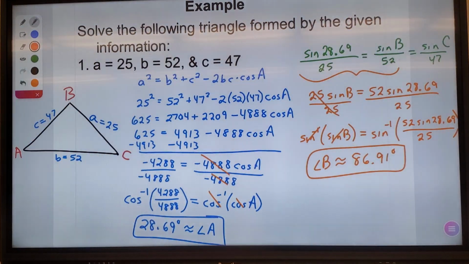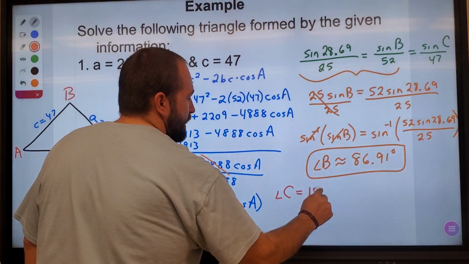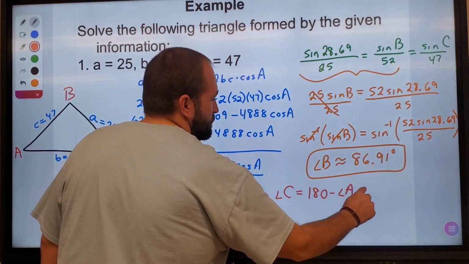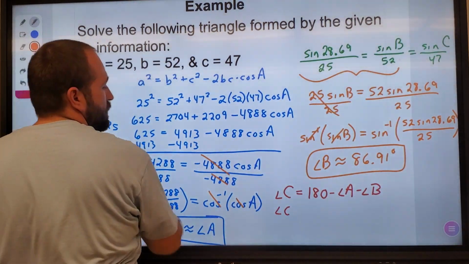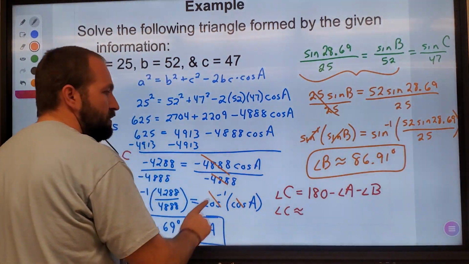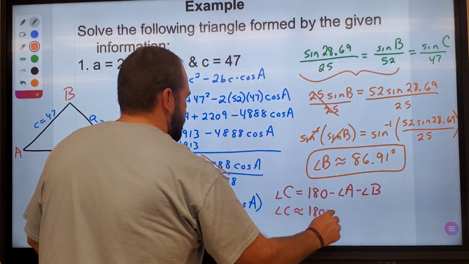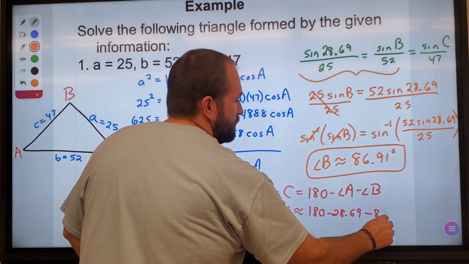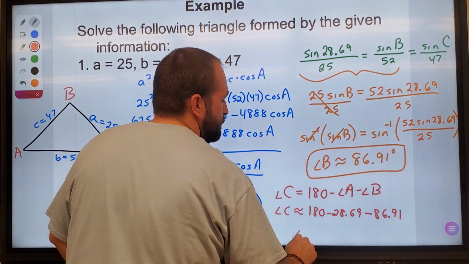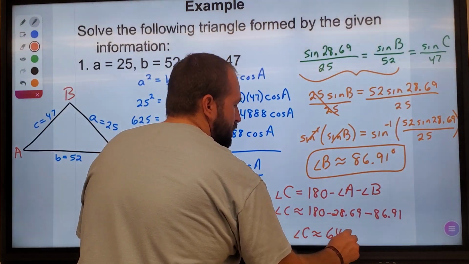Okay, and like with any other problem, once we have two of the three angles, you can solve for that third angle by taking them and subtracting them from 180. So angle C is equal to, let's do approximately, because again now angle A and angle B are both approximations. So 180 minus the 28.69 minus the 86.91. So angle C is approximately 64.4 degrees.